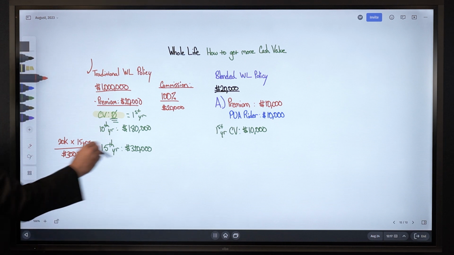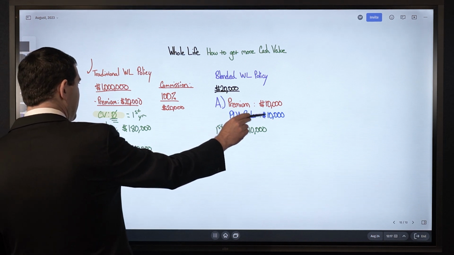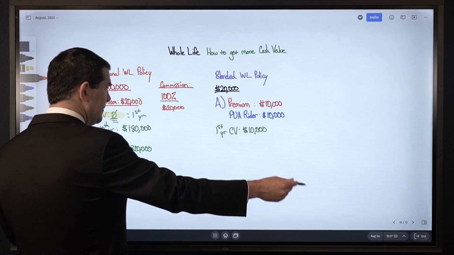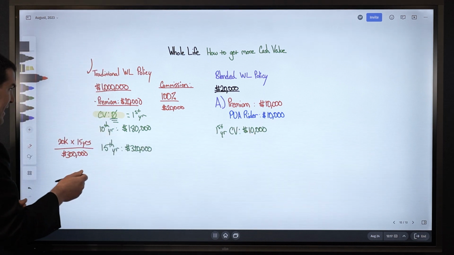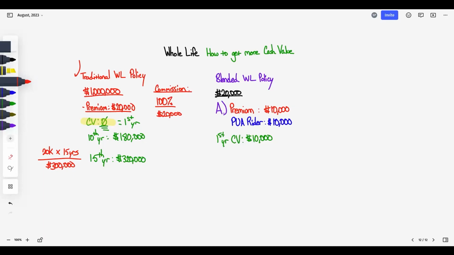So here's the difference, because we've got money going into PUAs consistently here. The first year, we've got a lot more than the first example. You've got $10,000 instead of a zero. By the 10th year, how much would you have paid in? $20,000 per year times 10 years, you would have paid in $200,000.